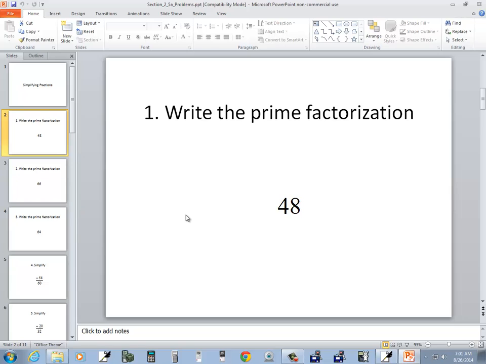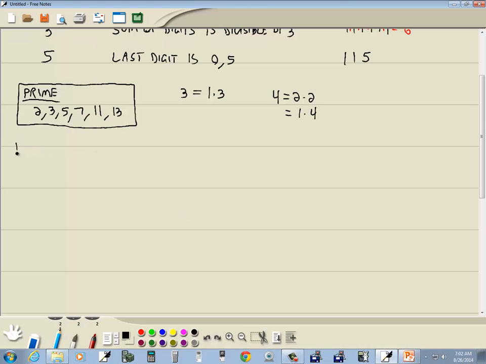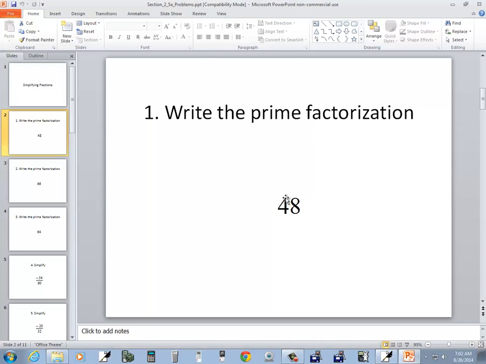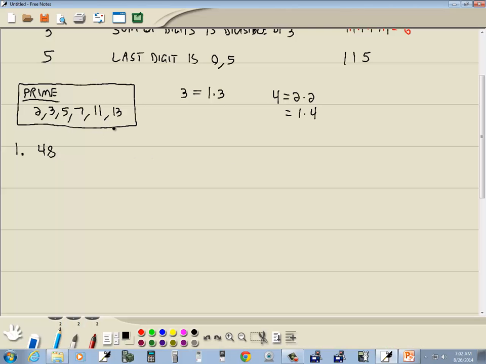Let's take a look at this first problem. I like to show these by example. It wants us to write the prime factorization of 48. Now, prime factorization just means that we're going to rewrite this as numbers multiplied together. And the only thing you can have are primes. Like here we got 1 and 3. 1's trivial, but 3 is prime. Okay. Now the tree diagram is probably the best way on this.